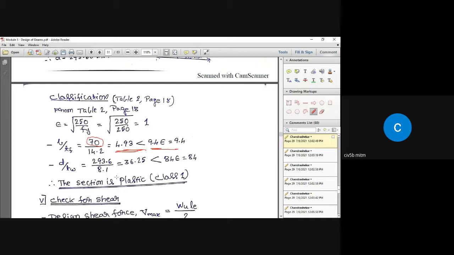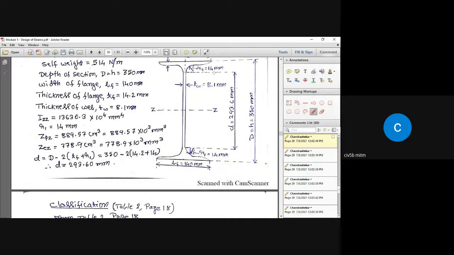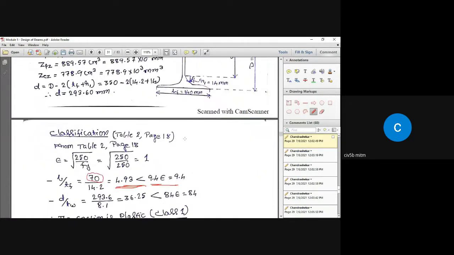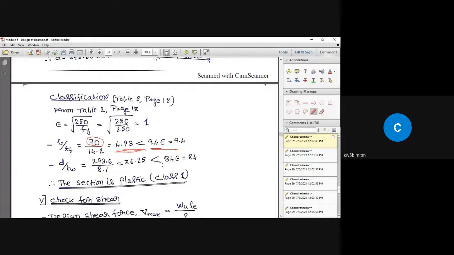Now check whether the web is plastic or not. So that is D divided by TW. So what is the D value? Look here. This is the D value, 293.6. TW value. Okay. So D by TW is equal to 36.25, which is less than 84 epsilon, that is 84. So the web is also plastic.